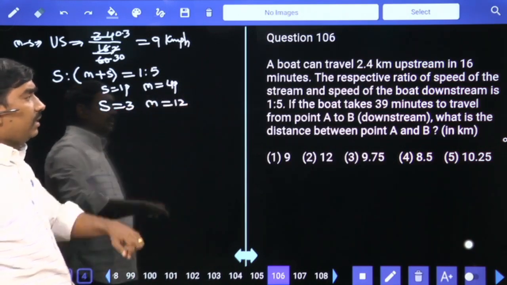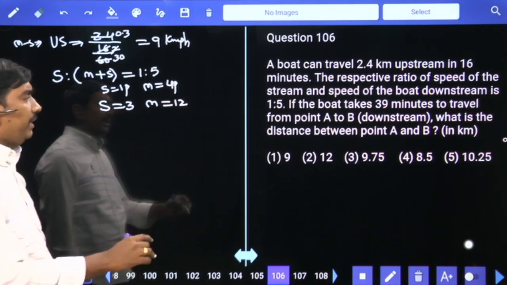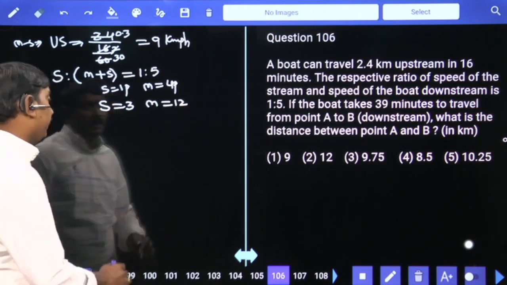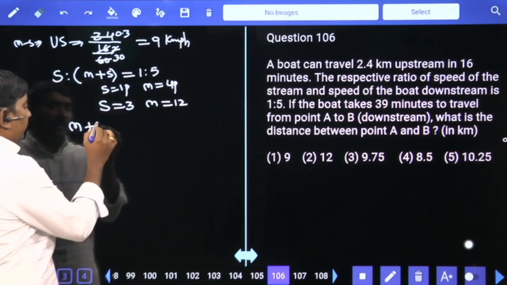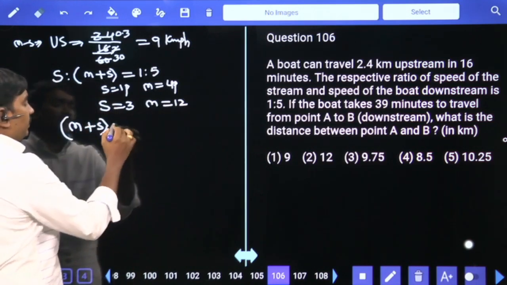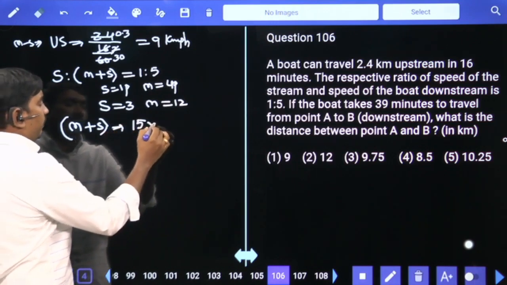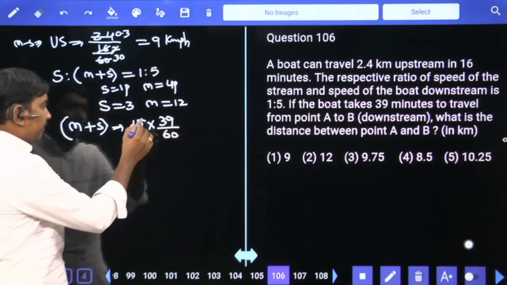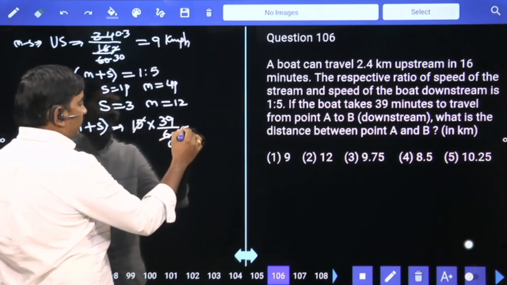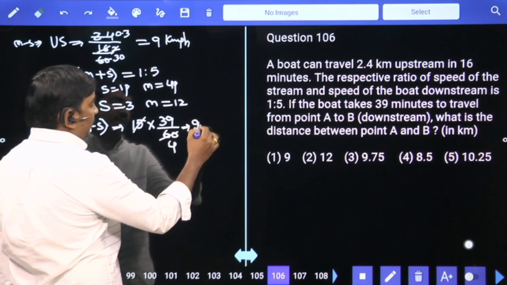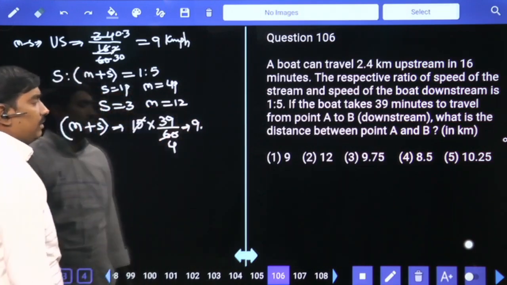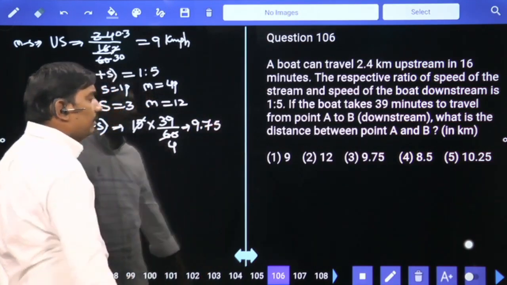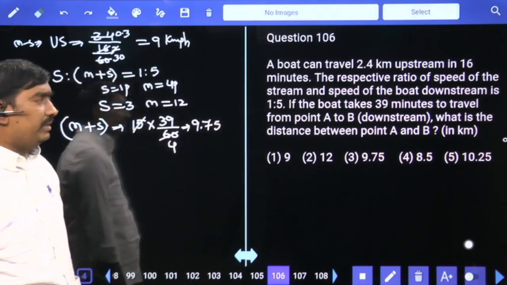If the boat takes 39 minutes to travel from point A to B downstream, what is the distance between point A to B? Downstream means M plus S. 12 plus 3, 15 kilometers per hour in 39 minutes. Converting minutes into hours, divide by 60. 15 times 39 divided by 60 gives 9.75 kilometers, which is your answer.